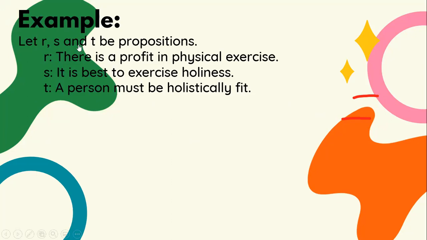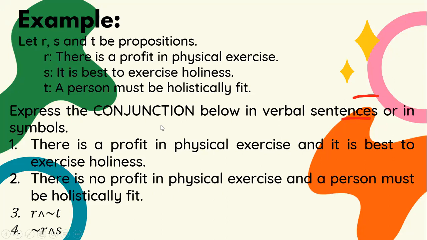So, tingnan natin. Look at this example. Given the propositions R, S, and T. Okay, ayan siya. So how are you going to give the conjunction of the following? Let's have number 1. There is a profit in physical exercise. And it is best to exercise holiness. So how are you going to write that in symbols for conjunction?